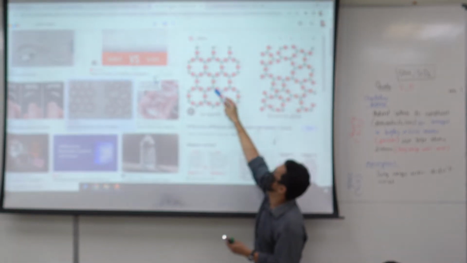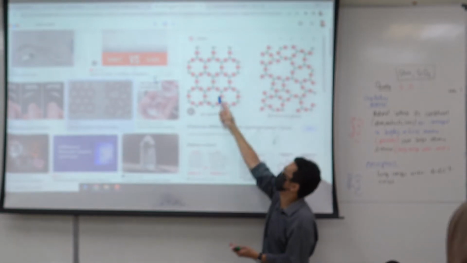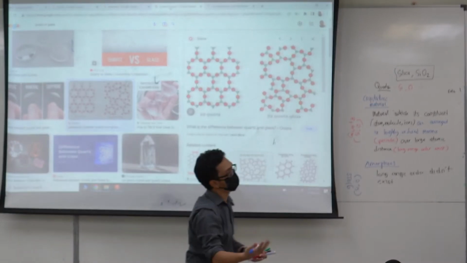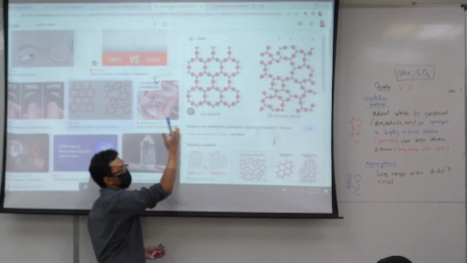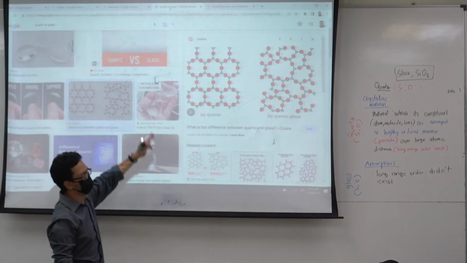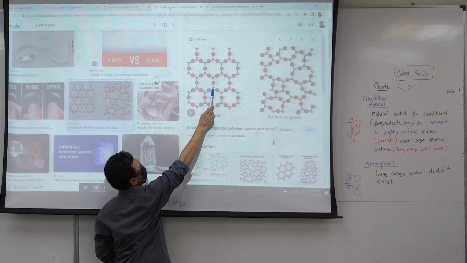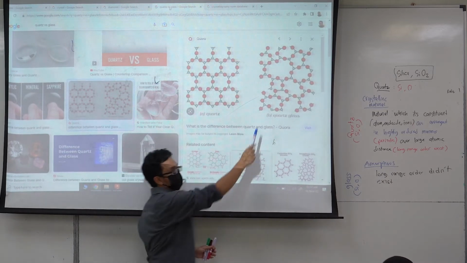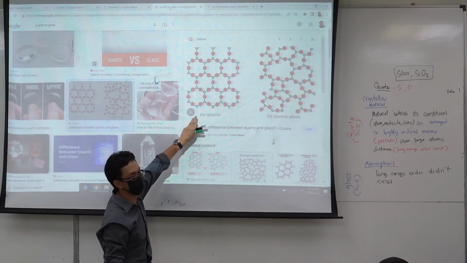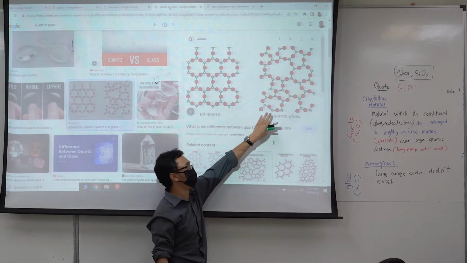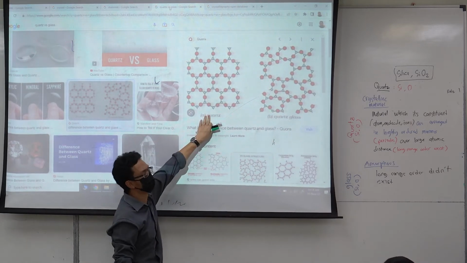Basically, this is quite wrong because the silicon is bigger than the oxygen, because the silicon atomic number is higher than the oxygen. But just for the sake of showing the arrangement, that doesn't matter. Here the red one is oxygen, this one is the silicon. This is also the same. So you can see the difference between crystalline and non-crystalline material. We call it amorphous, and we call it crystalline material.